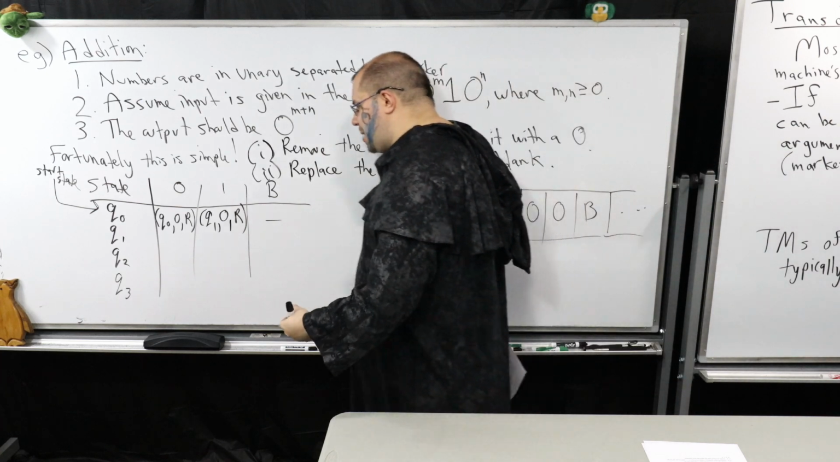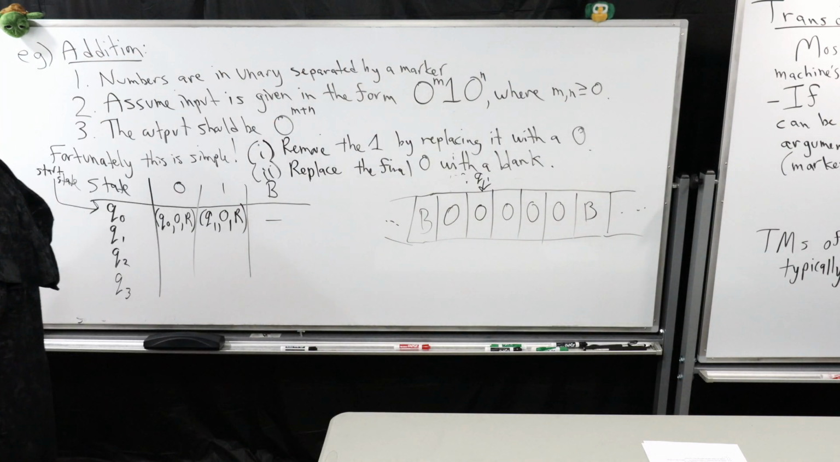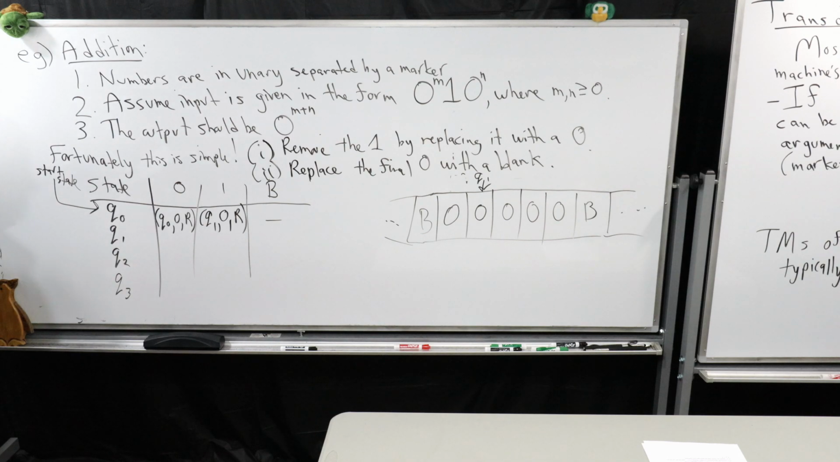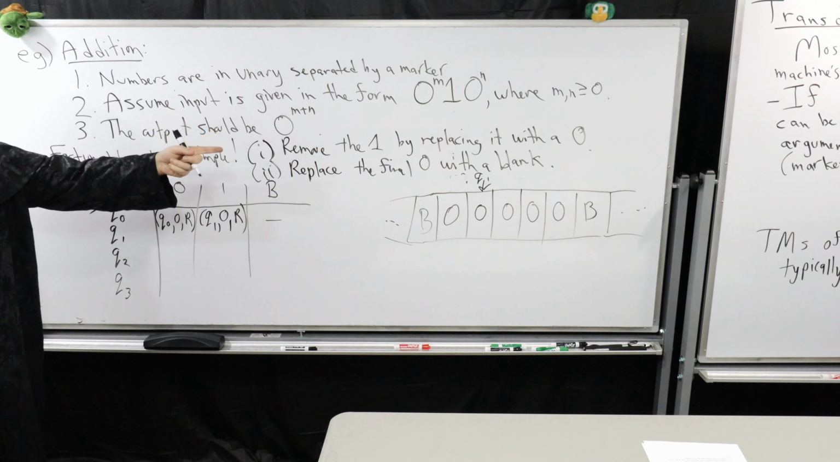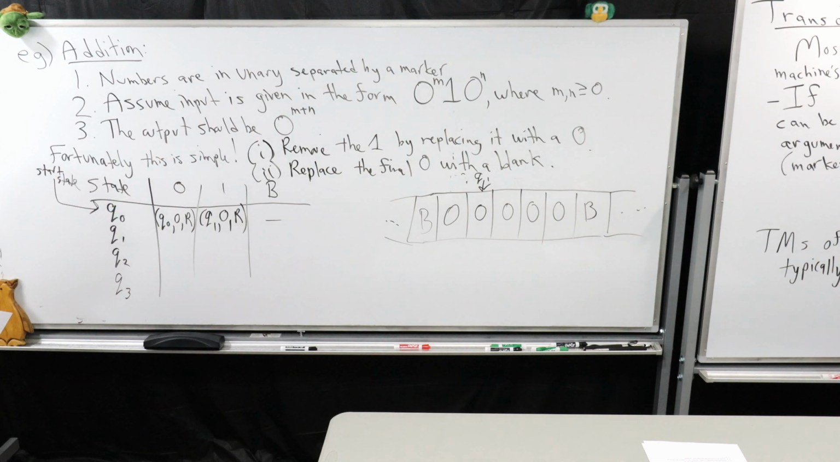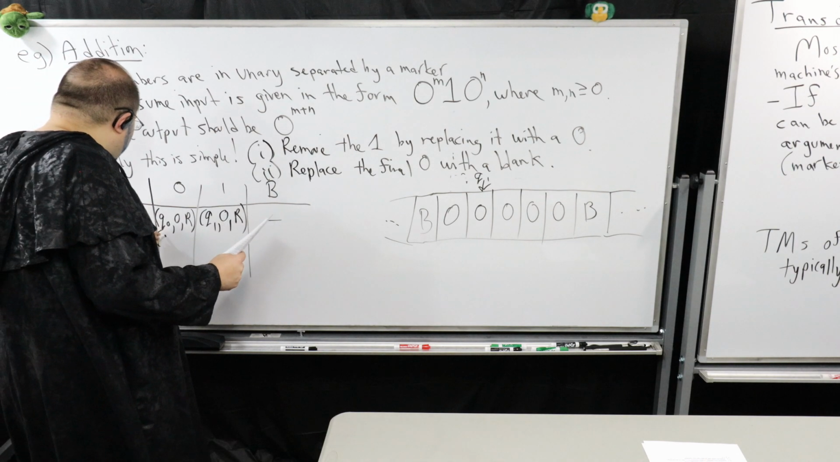So Q1's job now, what I'm going to use Q1 to do is get me all the way to the end to find that last 0, the one that I want to replace with a blank. So that's what Q1's job is going to be for me. So I'm going to have Q1.